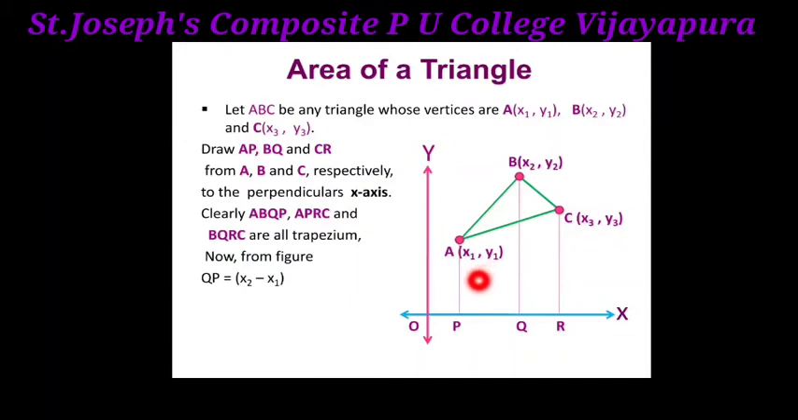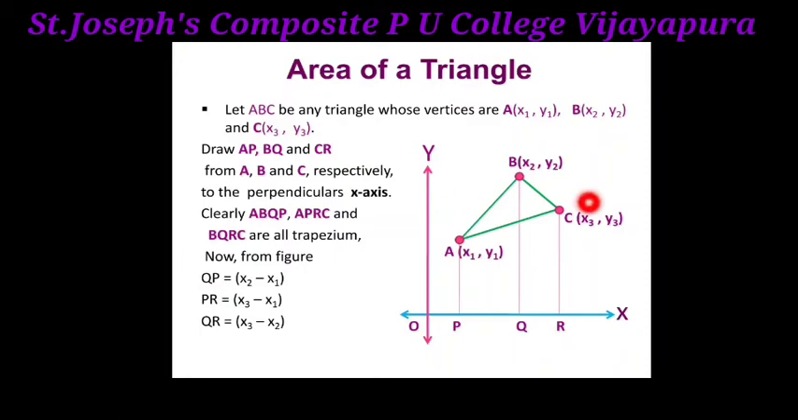Now from the figure, the distance QP is x2 minus x1, because the distance OQ is x2 and the distance OP is x1. Next, the distance PR: OR is x3 and OP is x1, so PR becomes x3 minus x1. And QR: OR is x3 and OQ is x2, so QR will be x3 minus x2.